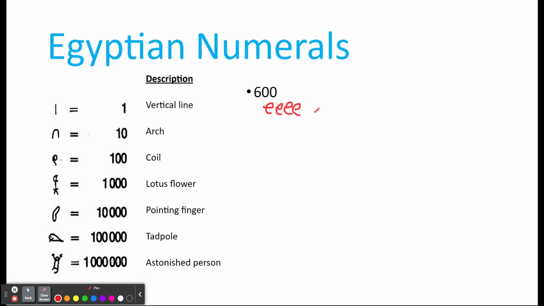3, 4, 5, 6. So 6 coils. Oh, nope, sorry, let me clear that out. 6 coils is 600. Wow, cool stuff. All right.